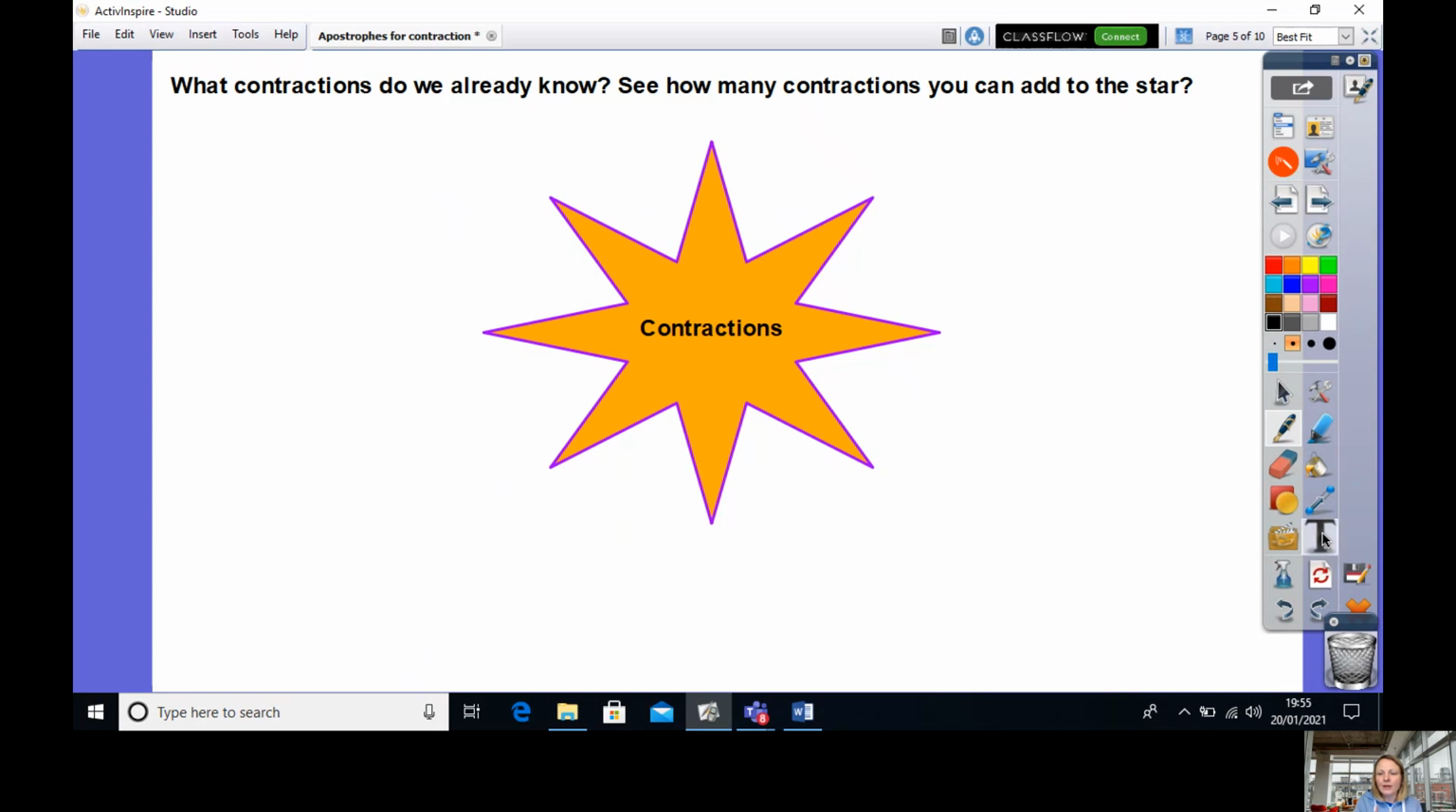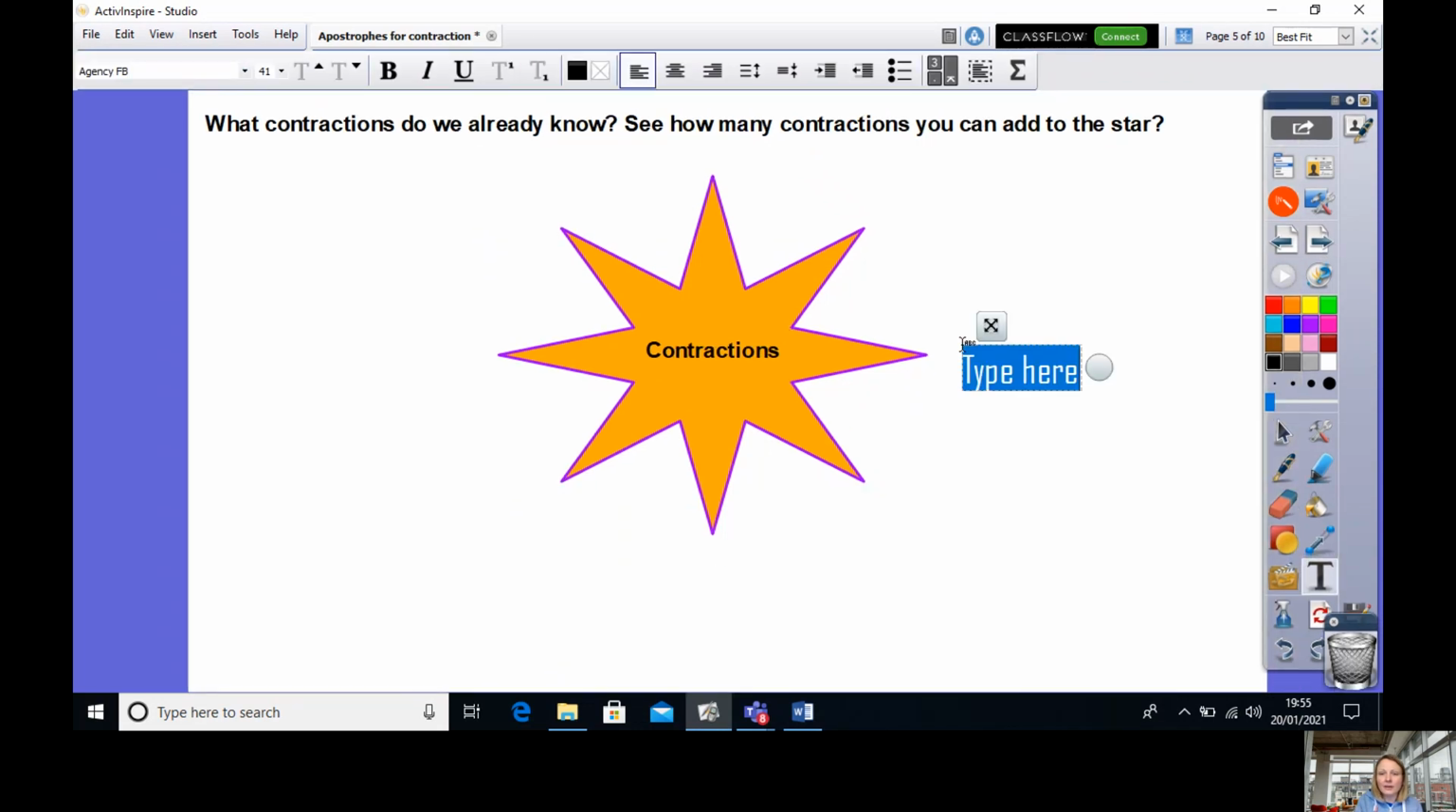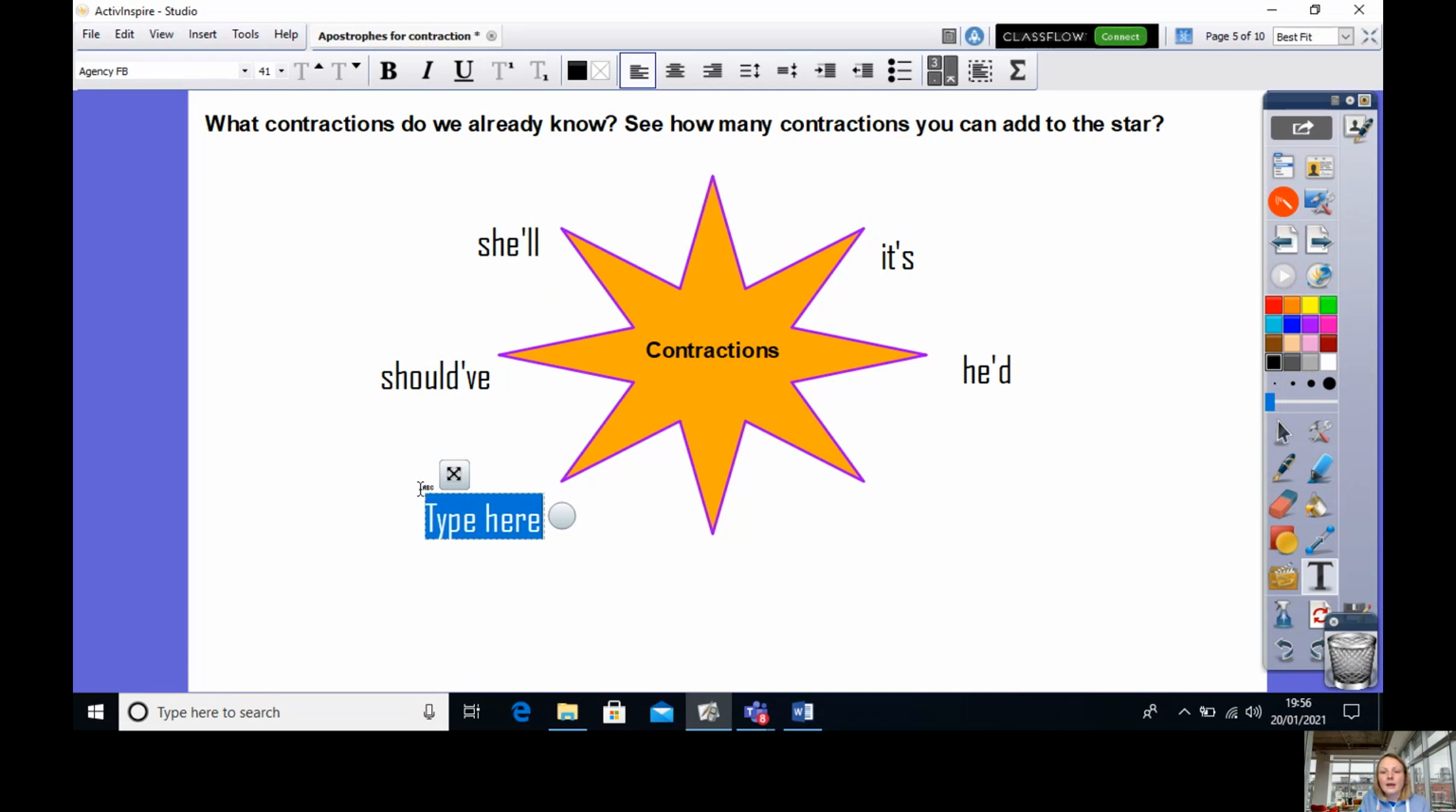Okay, so what did you come up with? Well, actually, we've just done quite a few, haven't we? So we've got he'd. Okay, we've got it's, but it is. She will would become she'll. Oh gosh, should have would become should've, like so. She'd, she did become she'd. Okay, I wonder how many you've got.